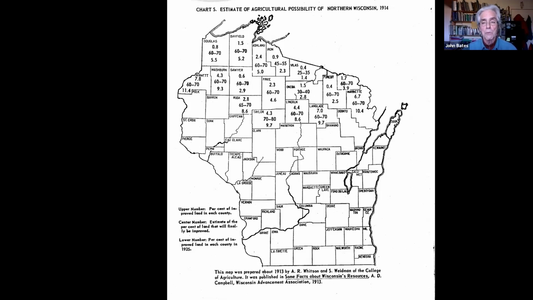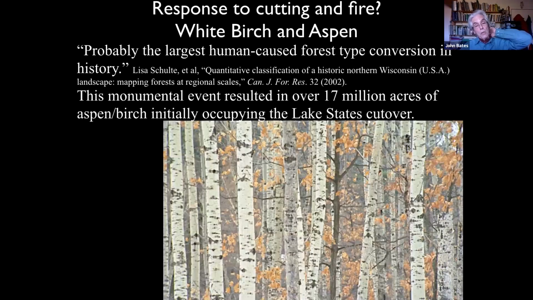we finally gave in to the fact that what we do best up here is grow trees, and that we needed to reconvert what we had hoped to be plowed land back into forest land. And we end up with 6 million acres of public lands in county, state, and federal forest. The response to all that cutting, all that fire, and after all of the farms had gone belly up was a whole lot of white birch and aspen, which are early successional species, do well in full sun.